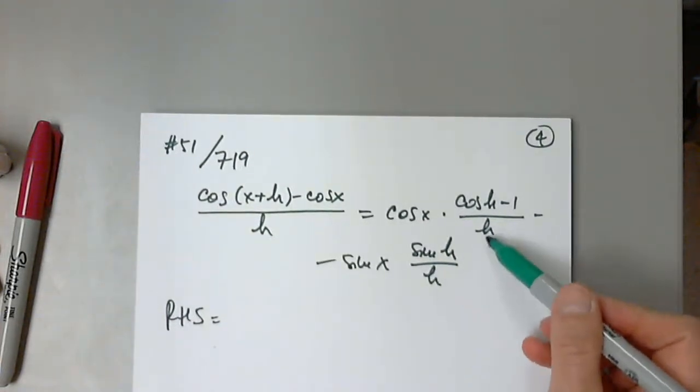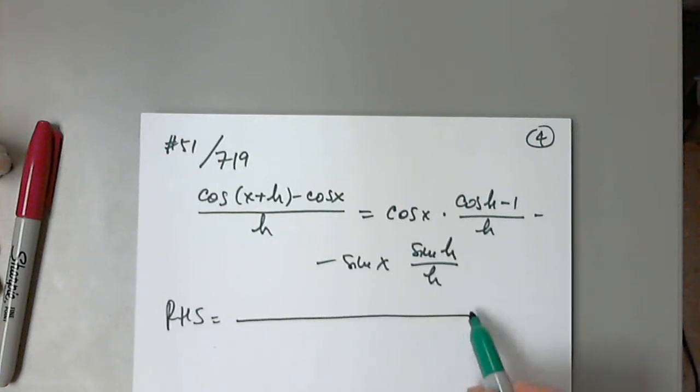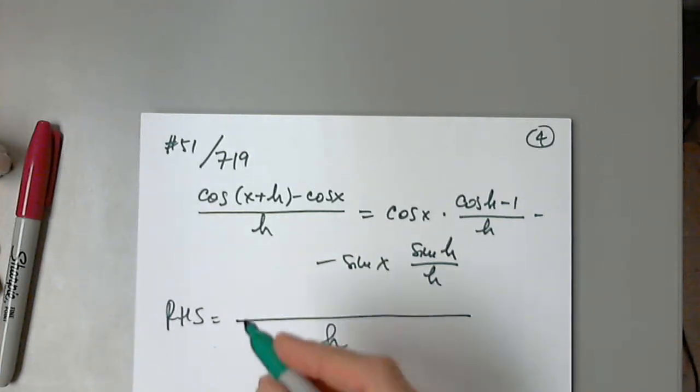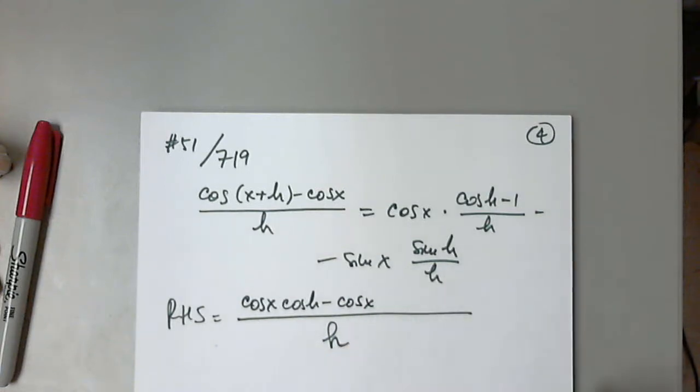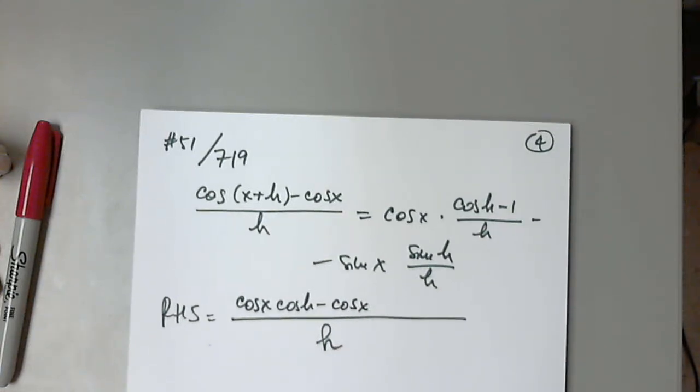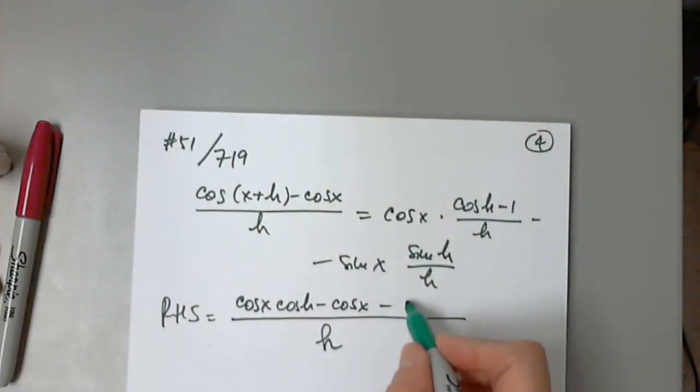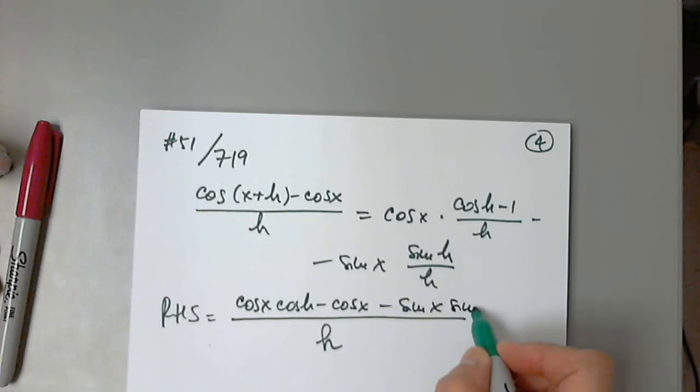So I see that these two have the same denominator. So when I subtract them, I will write only one denominator. And then I will have to distribute at the top. Cosine x, cosine h, minus cosine x. So cosine x, cosine h, minus cosine x. And assuming I copied it correctly, yes. So negative sine x, sine h.